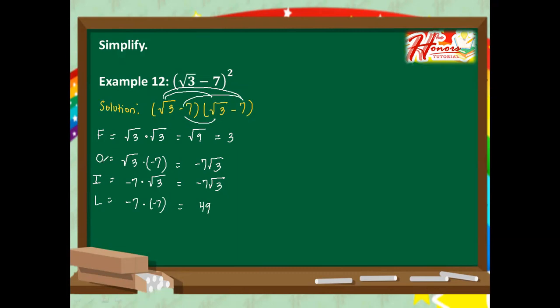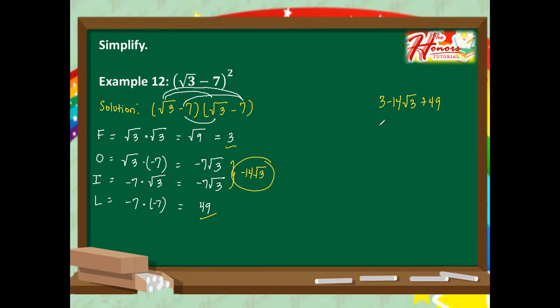So as you can see, for O and I, we can combine them because they are similar radicals or like radicals. So in this case, we can combine negative 7 and negative 7. Then it will become negative 14, and then just copy square root of 3. So what is our final answer now? The final answer is 3, copy F. So that's 3 minus 14, this one, square root of 3 plus 49, this one.